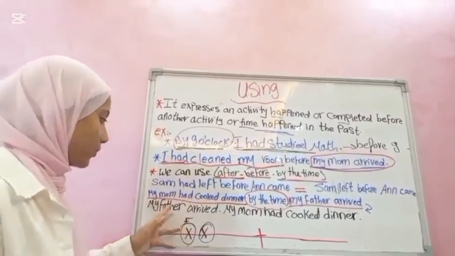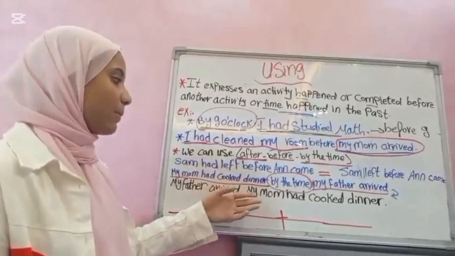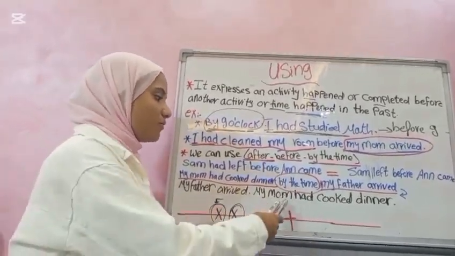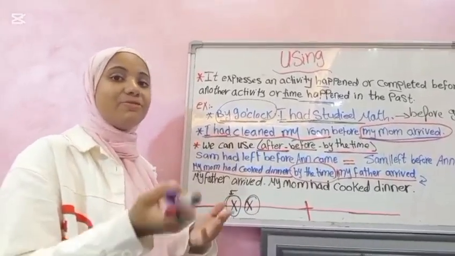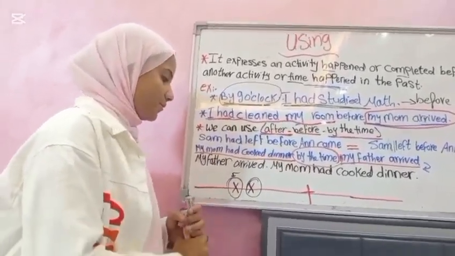For example, my father arrived. My mom had cooked dinner. My mom finished cooking dinner before my father arrived.